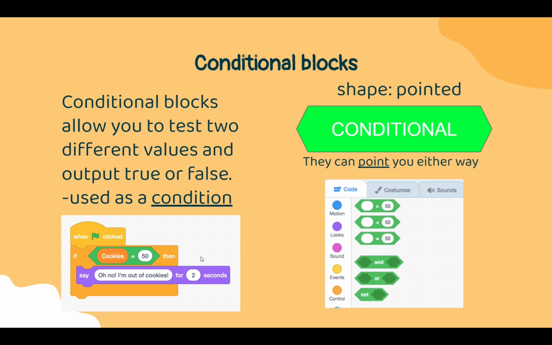And if there's less than 50 cookies, it won't. If there's more than 50 cookies, it also won't. So if there's 49, it won't say this. Because cookies, or 49, is not equal to 50. So the operator is not true. The conditional is incorrect. It's false. So it won't run this code.